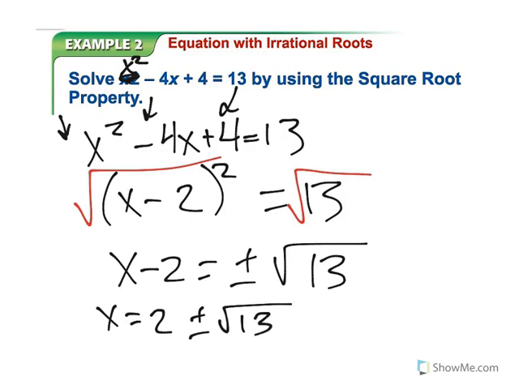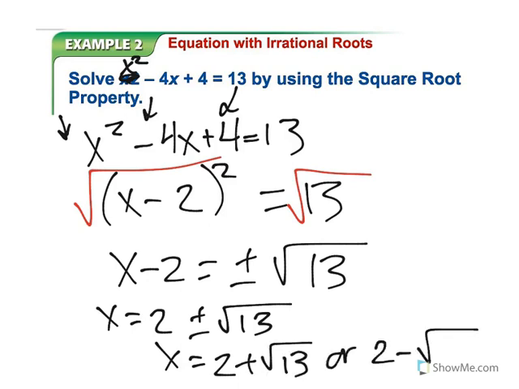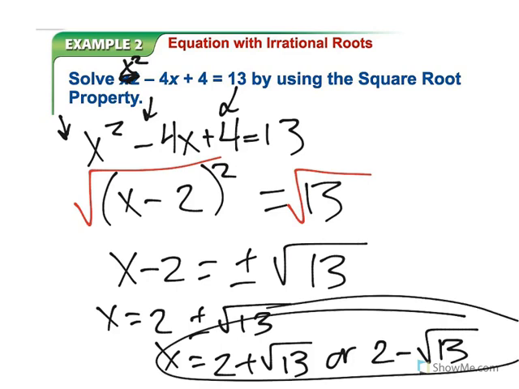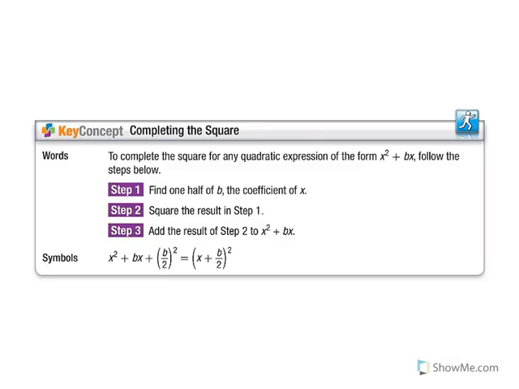So, our answer is x equals 2 plus the square root of 13 or 2 minus the square root of 13. And of course, plug it back into your equation, make sure you get the right answer. Now we're going to move to completing the square.